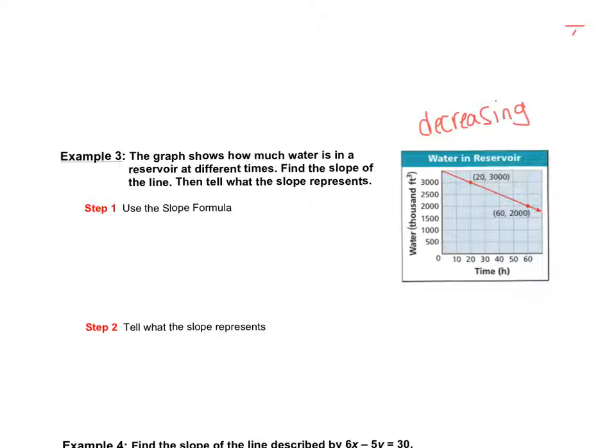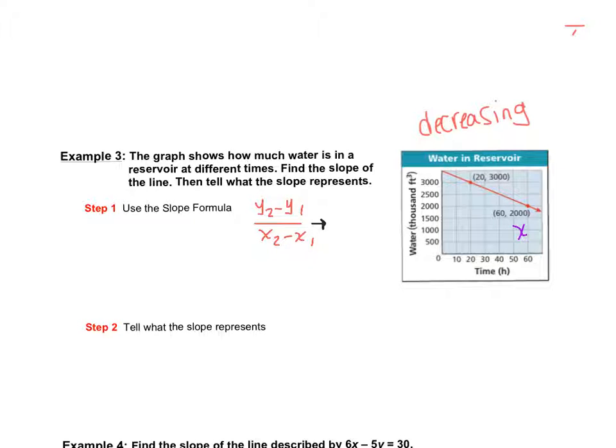Now let's look at the slope formula. We're going to use our y2 minus y1 over x2 minus x1. At this point, some of you may wonder, well, does it matter what order you subtract? And it does, as long as you're consistent. You can actually choose which point you want to be the first point or the second one.